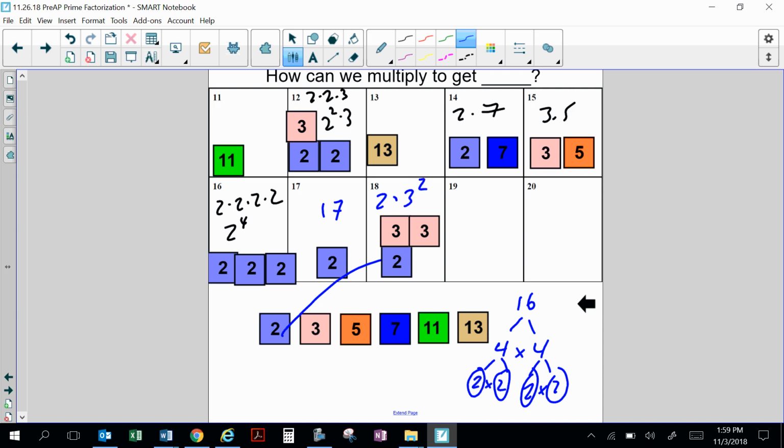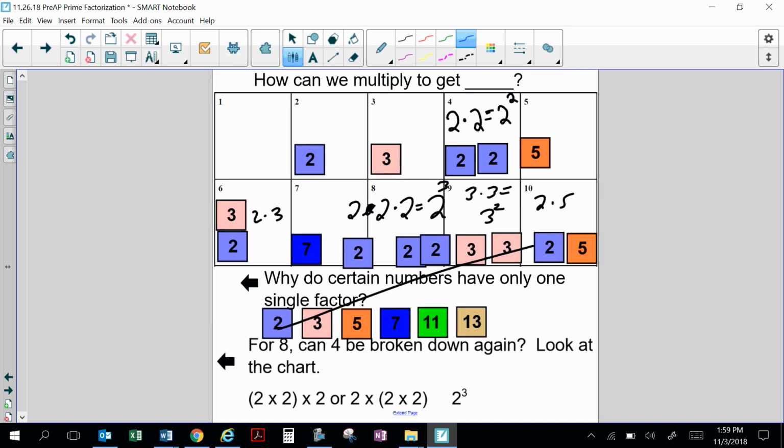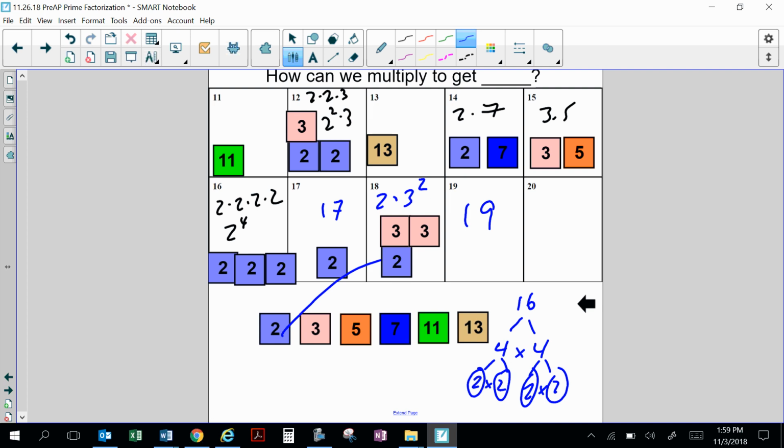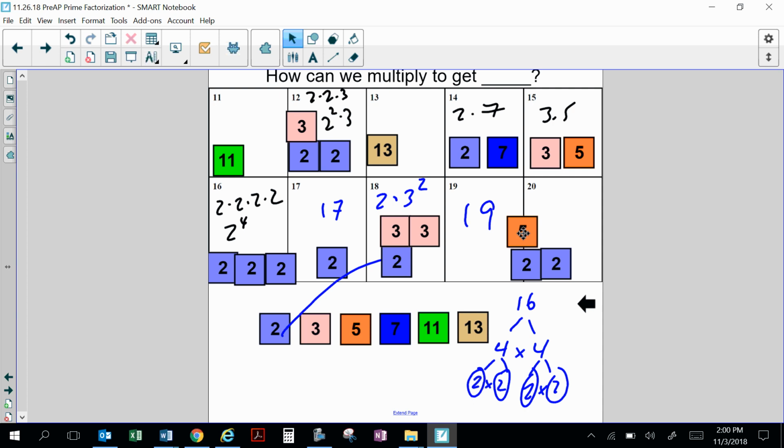All right, 19. How can we multiply to get 19? Just 19. How can we multiply to get 20? Let's see. 4 times 5. How is 4 referred back in this table? By 2 times 2. So 4 is represented by 2 times 2, and then times a 5. So we see a 2 squared times 5.